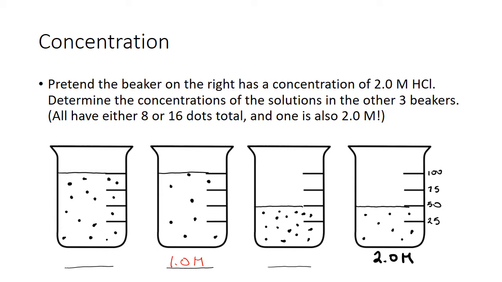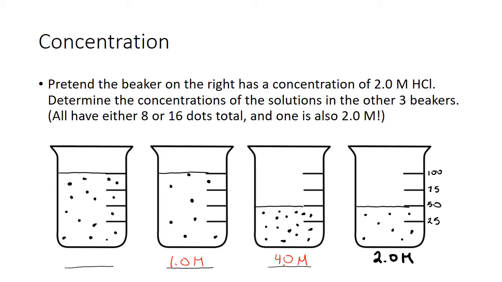This one has the same volume as the 2 molar, but it has twice as many dots. So stop and think about what that would mean for the concentration of this third beaker. Same volume, but twice as much stuff. You should have 4 molar there.